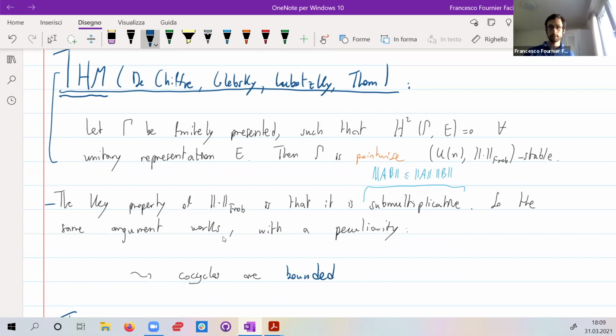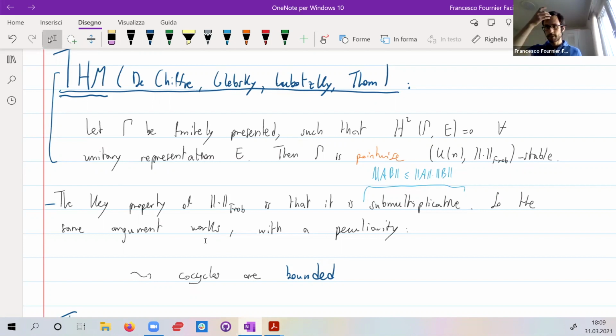So the cocycles appearing in the proof: there is some cocycle, and then the hypothesis tells you that this cocycle is a coboundary. But these cocycles are not bounded. These cocycles are unbounded, and this leads to using cohomology. Here, the cocycles are bounded, and so we don't have to use cohomology. We can also use bounded cohomology.